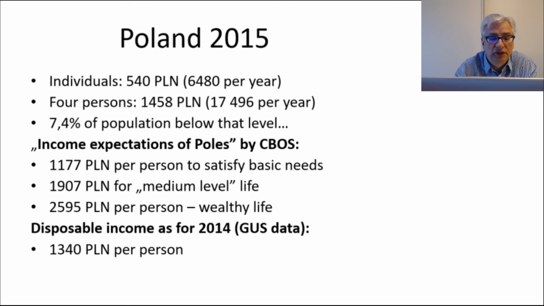You can compare it with disposable income for 2014, which would say that, on average, people in Poland get an income that is above the level necessary to satisfy basic needs, but still, if you want to live a medium-level life, this disposable income would not be enough. I wonder if you can find similar data for your country. If you can, then you may share it with some comments, for instance. That would be very much appreciated.